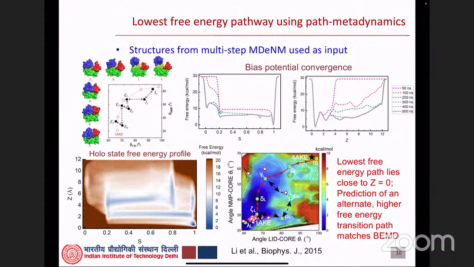2 angles, the lid core angle and the NMP core angle, to find out whether the path predicted in that is the same as the path predicted by us using the path metadynamics simulations, where the structures were taken from the multi-step MDeNM simulation. So that is kind of the first story for this talk today.